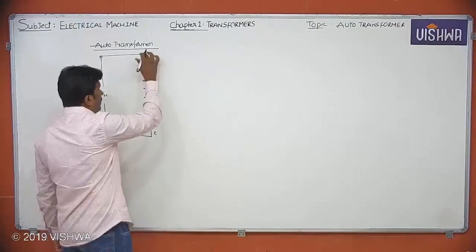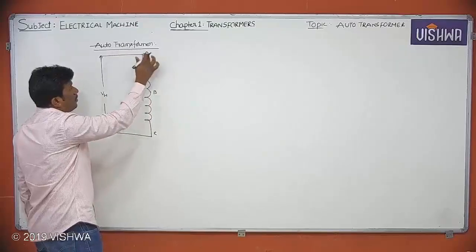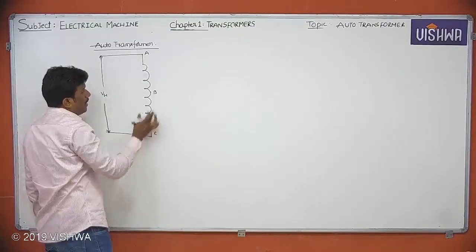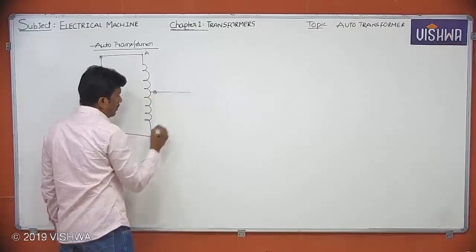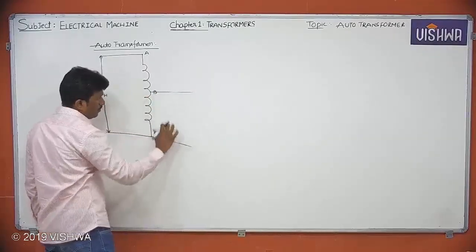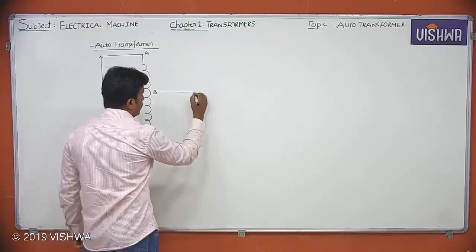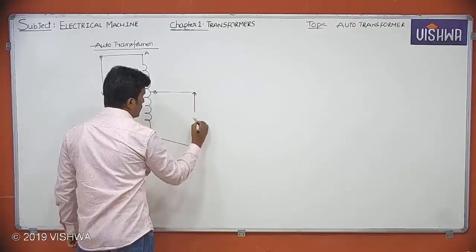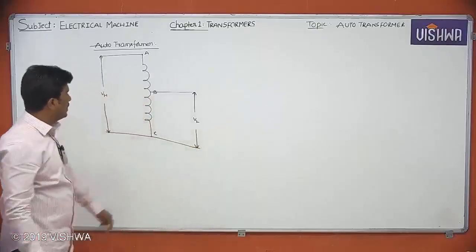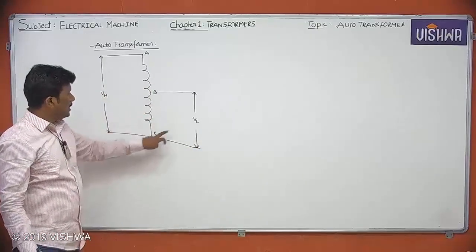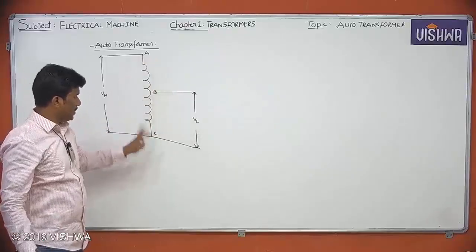In an auto transformer, I'll be having only one winding, nothing but the high voltage winding. Part of the high voltage winding, this portion, is common to the high voltage winding and the low voltage winding. See, this portion can be taken as the low voltage winding. This portion is common to the low voltage winding and the high voltage winding.